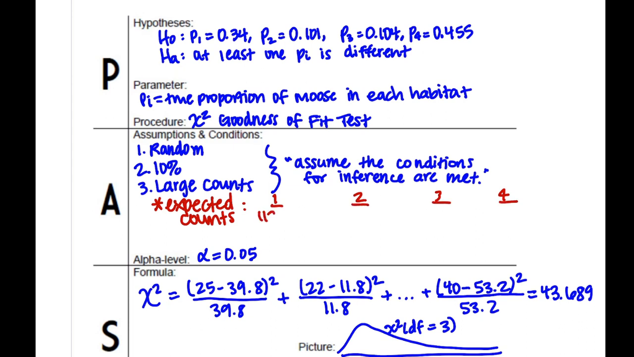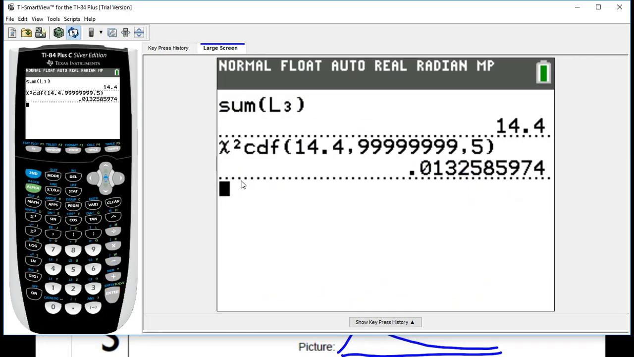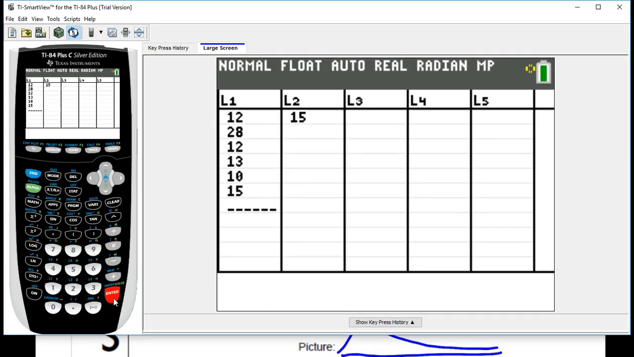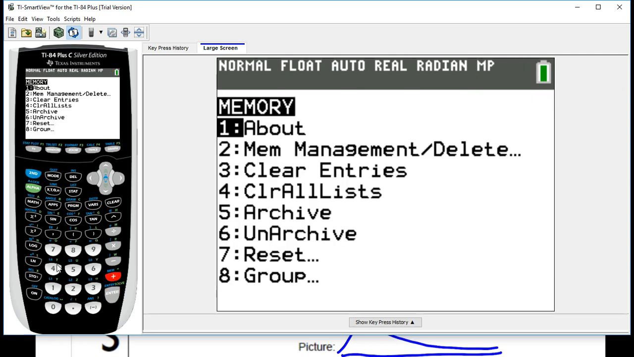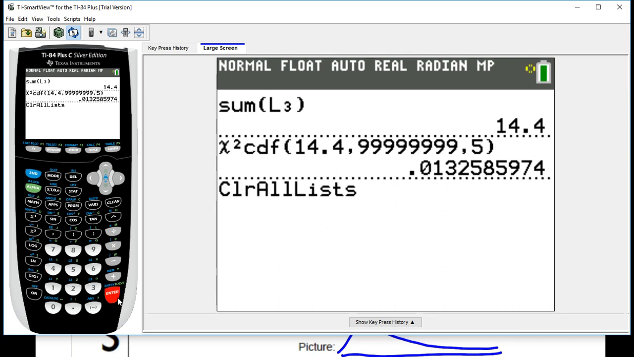And we have 117 times 0.34, 117 times 0.101, 117 times 0.104, and 117 times 0.455. And so what you can do is, remember, in your calculator, we go to stat enter. We have all this stuff in our list already. We hit second plus 4 enter will clear them all for us.